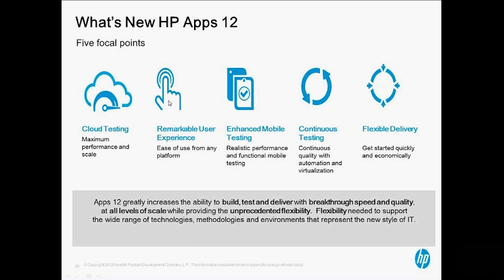Remarkable user experience. If you are familiar with the tool, you are familiar that we've been pretty dependent on IE. This is changing. So now ALM supports IE, Firefox, Safari, Chrome, just about the most major browsers out there. And of course, I've highlighted the mobility aspects as well. Continuous testing is that shift left. That's something that's been a part of the product for a while, but they're continuing to add to it by supporting newer environments as they come out. And then, of course, flexible delivery is the SaaS, being able to do on-premise or SaaS.